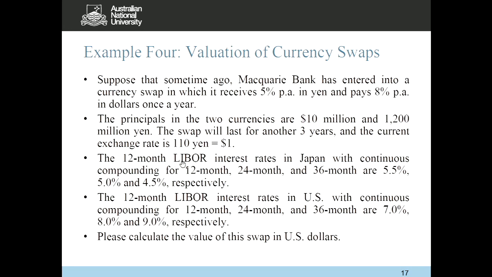You are given the LIBOR rate in Japan for 12 months, 24 months, and 36 months as follows. And similarly, you are given the LIBOR rate in the US for 12 months, 24 months, and 36 months as follows. The question says, value this swap in US dollar. Okay, so basically you're valuing two fixed rate bonds in two different currencies. But then at the end of the day, you have to convert the Japanese yen bond into a US dollar bond, then you compare the difference.